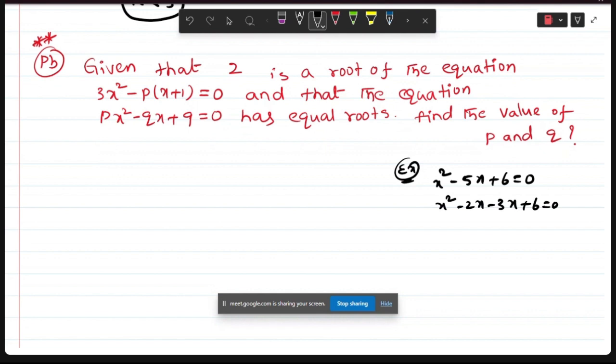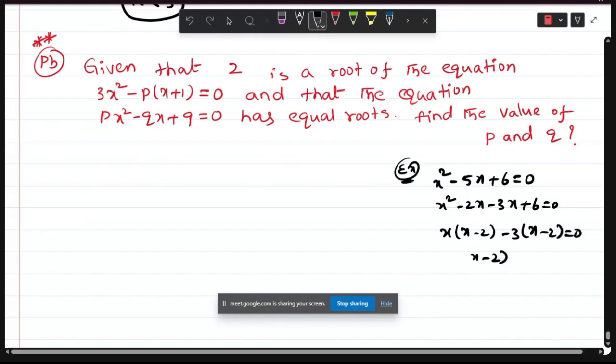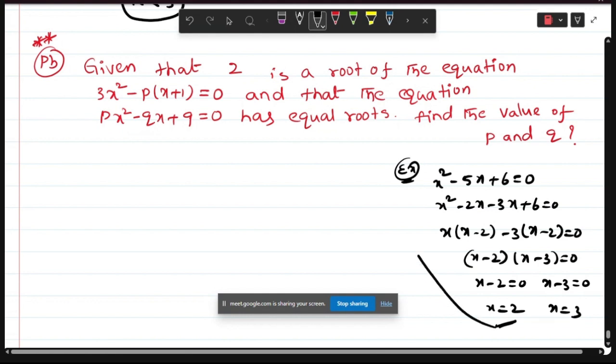x is common in the first two terms, and minus 3 is common in the last two. So x minus 2 is the common factor: (x minus 2)(x minus 3) equal to 0. x minus 2 equal to 0, x minus 3 equal to 0, so x value is 2 or 3. So x equal to 2 is a root of this equation, and x equal to 3 is also a root of this equation.